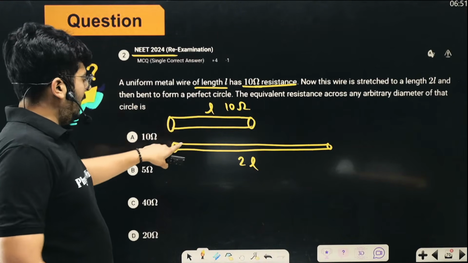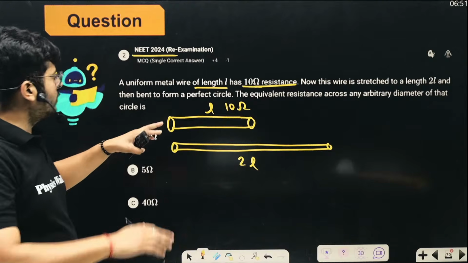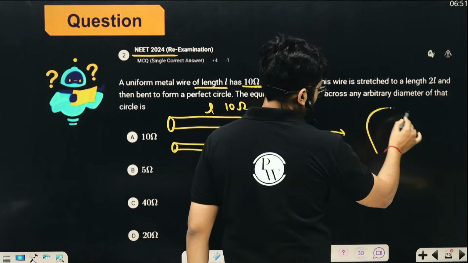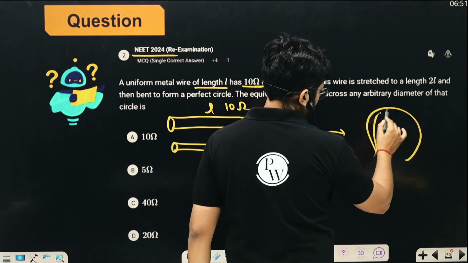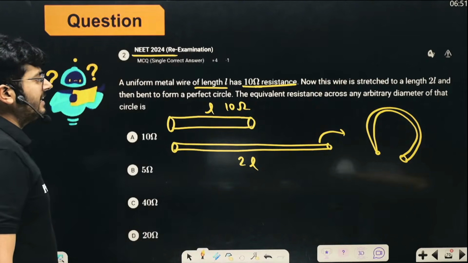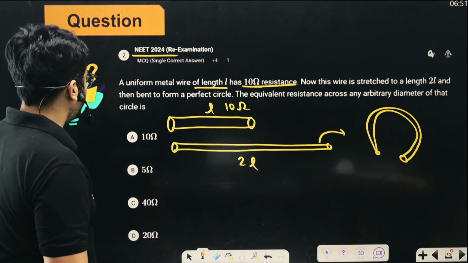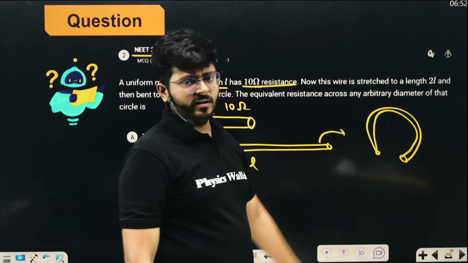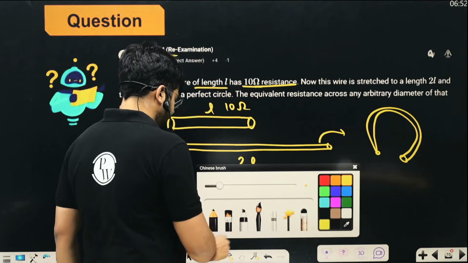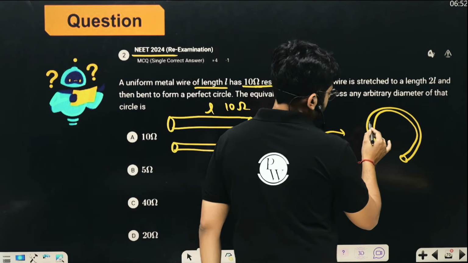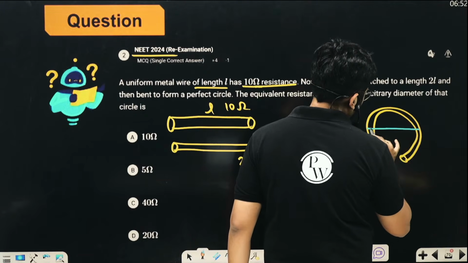Then after stretching it to 2L, it is also bent into a perfect circle. This wire is bent into a perfect circle. The equivalent resistance across any arbitrary diameter of that circle will be, right? The equivalent resistance across any arbitrary diameter. So if you take any arbitrary diameter like this, how much of the portion are you going to cut?